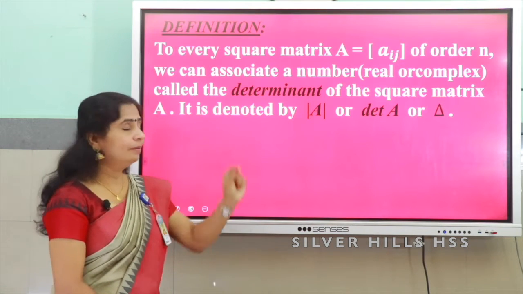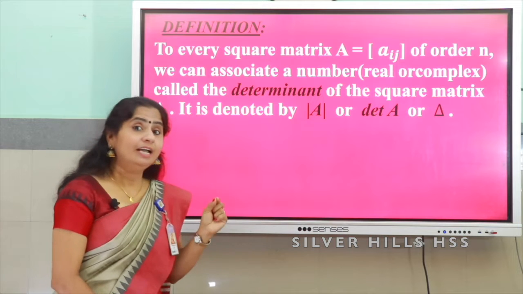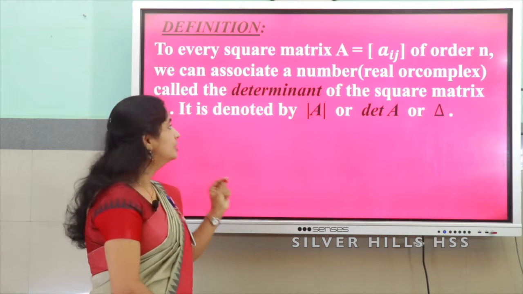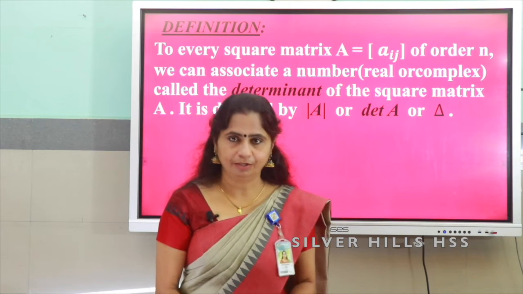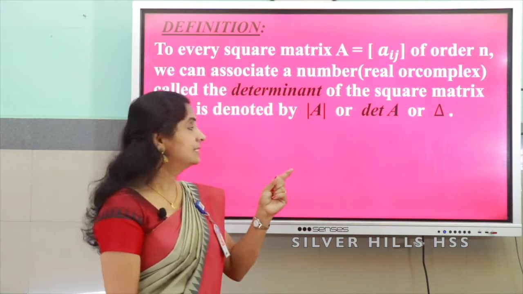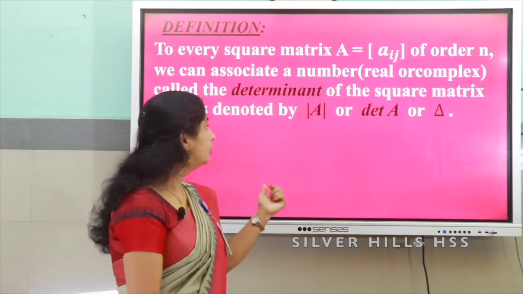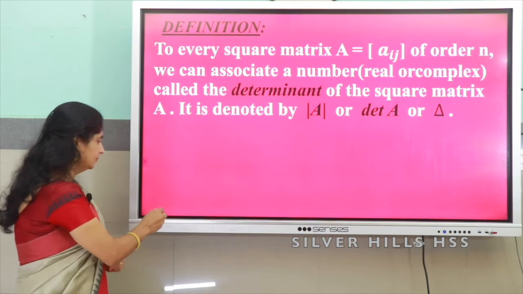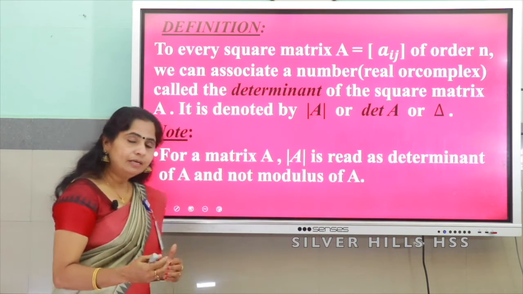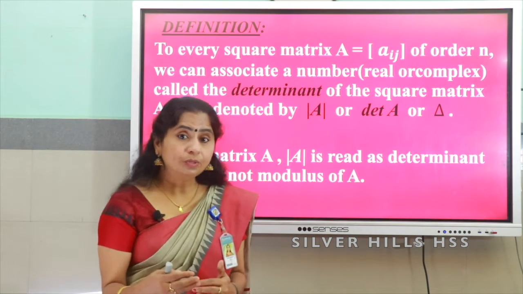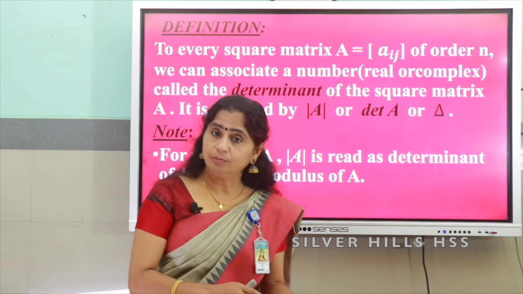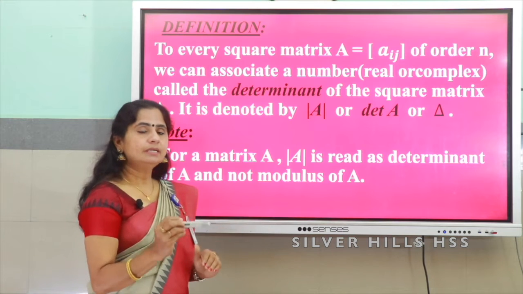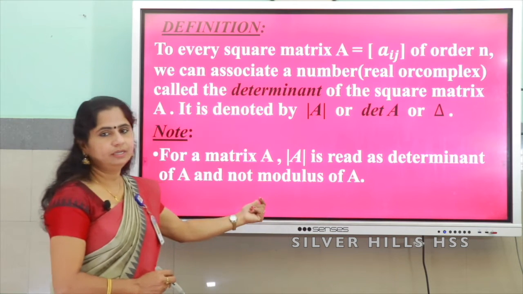For every square matrix of order n, we can associate a number, which can be real or complex, called the determinant of the square matrix. It is written as det A, or it can be denoted by determinant A or delta. So the determinant is nothing but the value which is associated with every square matrix, which can be real or complex. Make a note that determinant A should never be read as modulus A.